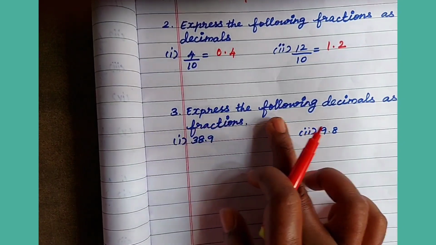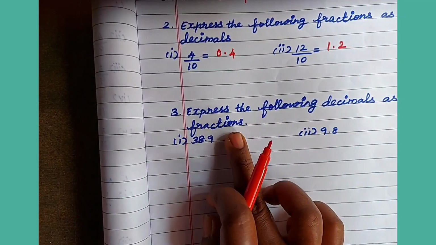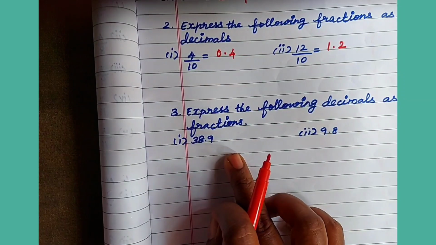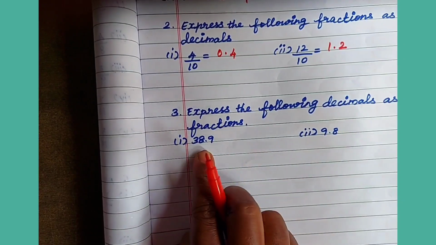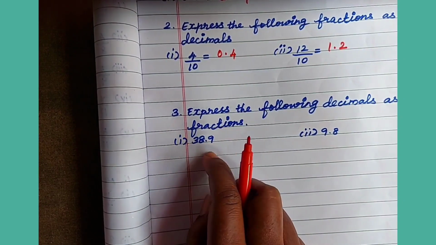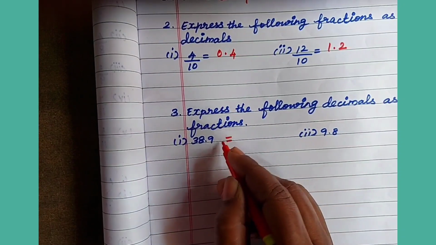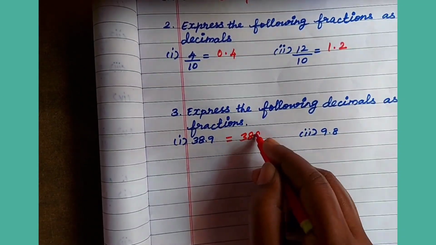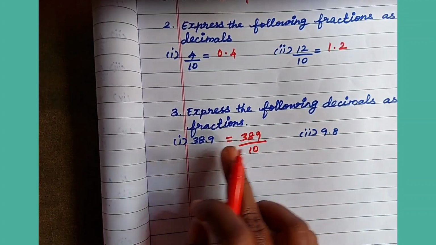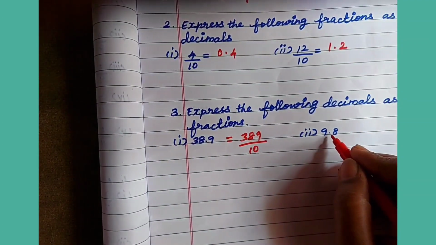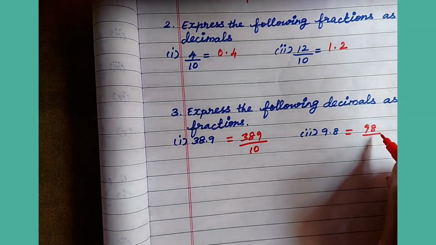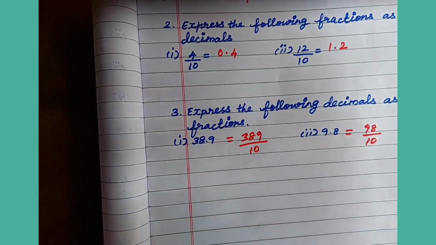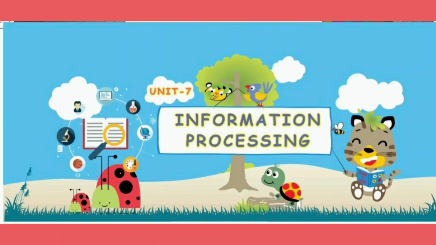Third one, express the following decimals as fractions. So a decimal value is given, a point value is given, and we have to write the fraction value. 38.9 is the decimal value. So how do we write it? We write the full value 389 divided by 10. Next one, 9.8 is given. So we write the value as 98 divided by 10. Next, unit 7, information processing.